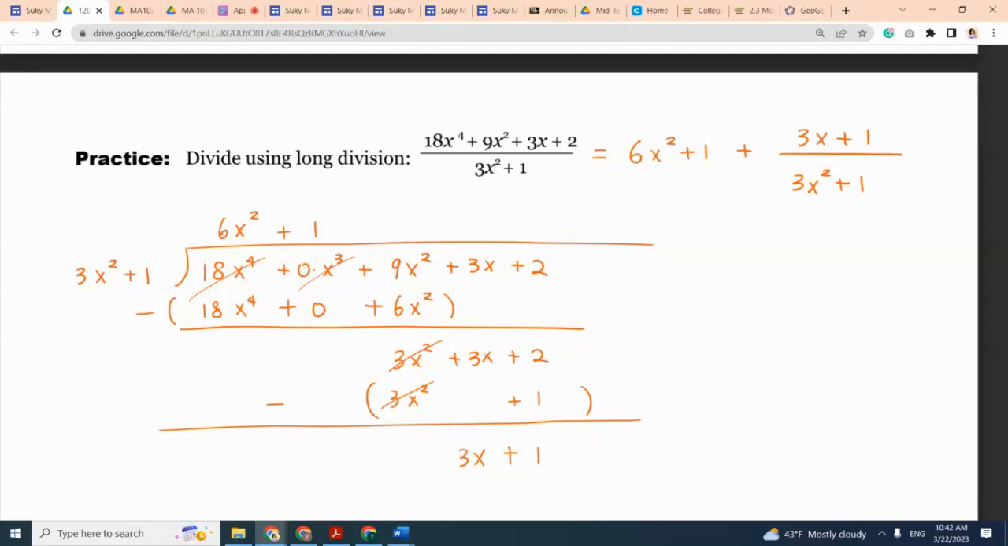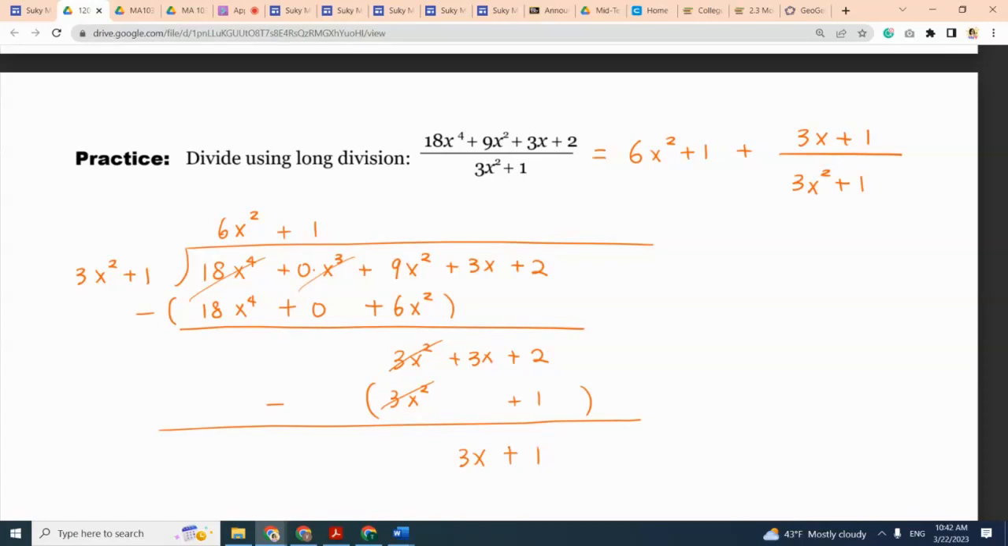Okay. And you use the first line, subtract the second line. So this cancels, 9x squared minus 6x squared is 3x squared. And then 3x plus 2, copy down. And then you look at 3x squared. 3x squared times 1 is 3x squared. Right, everybody? And then you multiply. You get 3x squared.